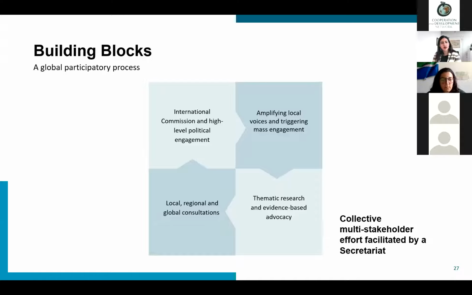And it's designed in a way that talks to old power, but also harnesses the energy of new power. So to talk to old power, we've actually set up an International Commission on Inclusive Peace, which brings together eminent persons, and I'll show you who they are, to drive a global participatory process to develop these set of principles.